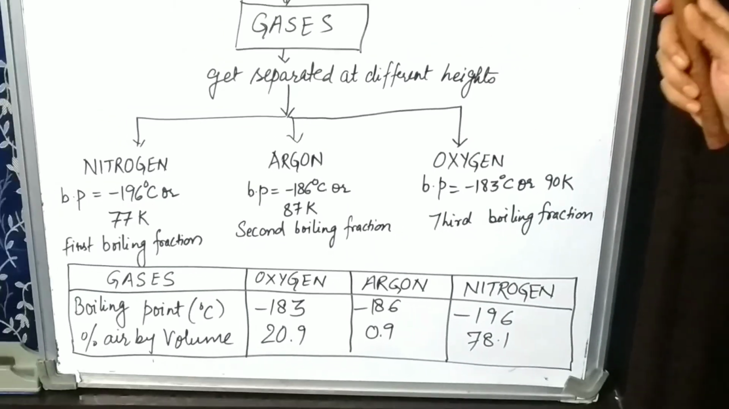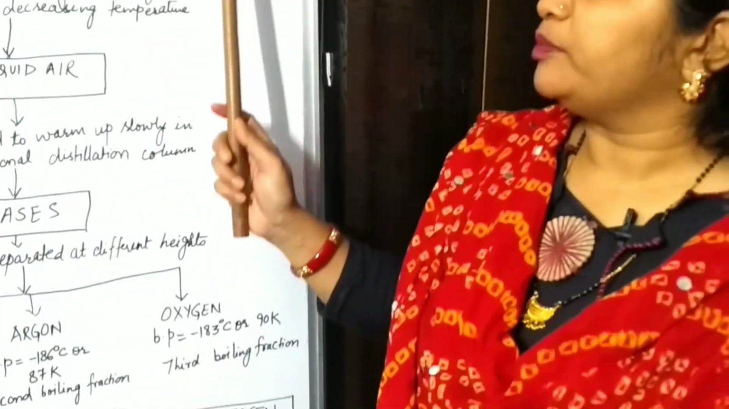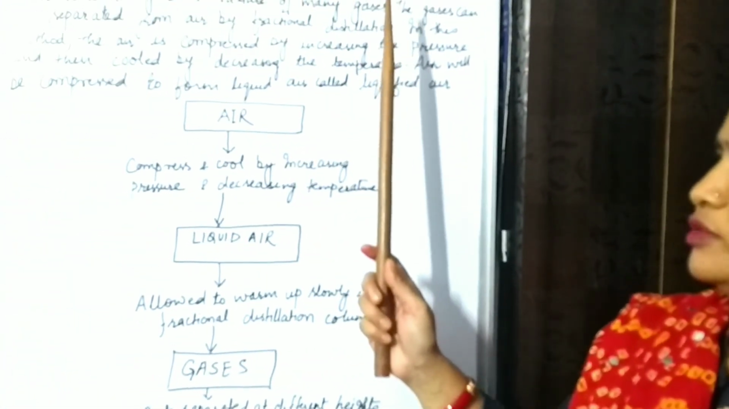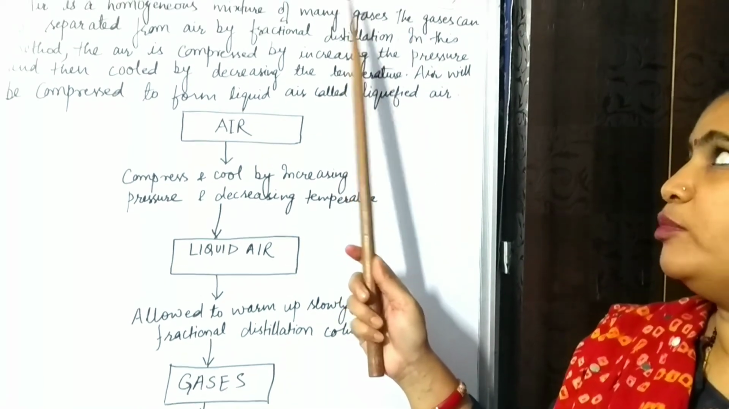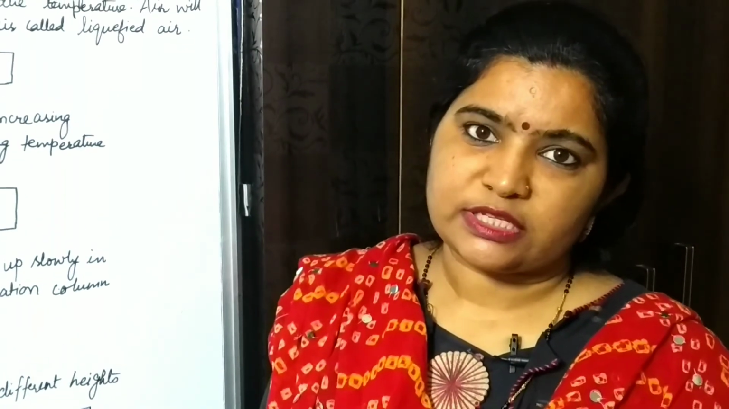So children, this is how you have to remember the name of this method, that is the fractional distillation method, through which we can separate different gas components present in air. I hope you have understood this method.